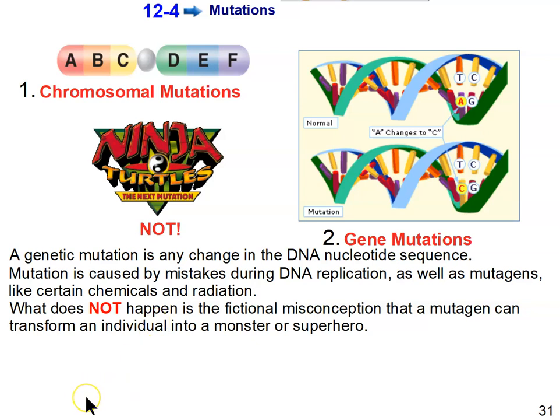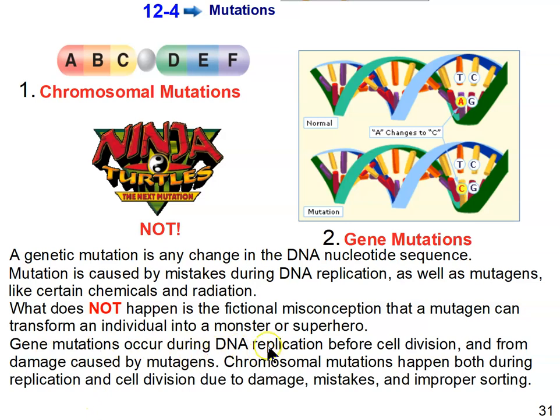It can cause cancer, however, and when a mutagen causes cancer, we call that a carcinogen. So mutagens can be carcinogens and cause cancer, cause mutations in body cells that then go rogue and multiply uncontrollably, and that's cancer.